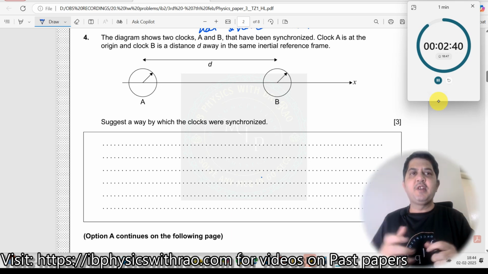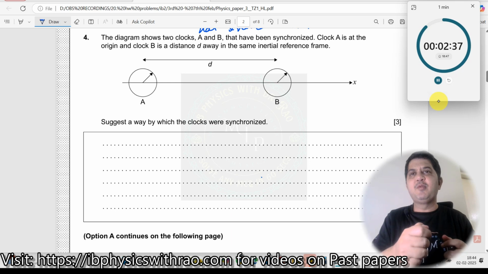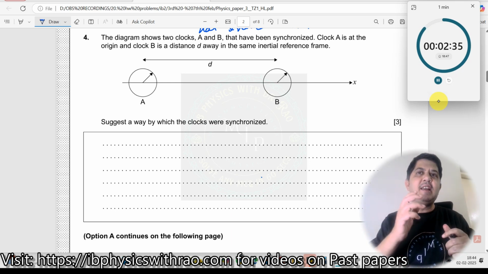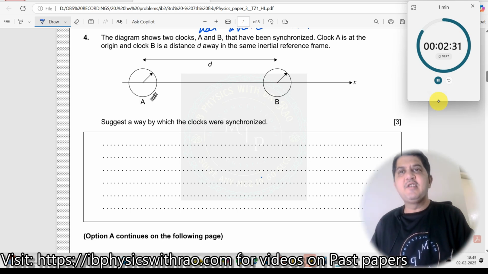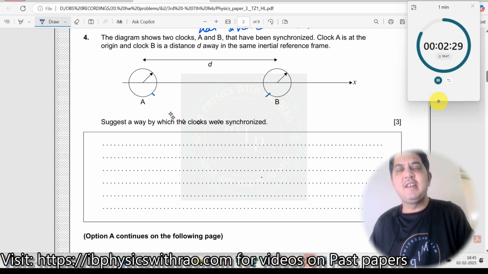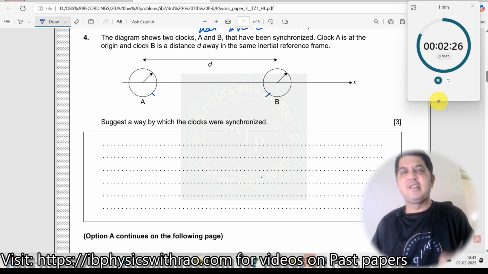If I want to do it, I should have a remote control. So I click on the remote control and both of them start. Now in order that I have a remote control, what should I do? I should send a signal to both of these clocks. I should put one sensor here, I should put one sensor here, and I should send a signal to both of these clocks. So it begins.